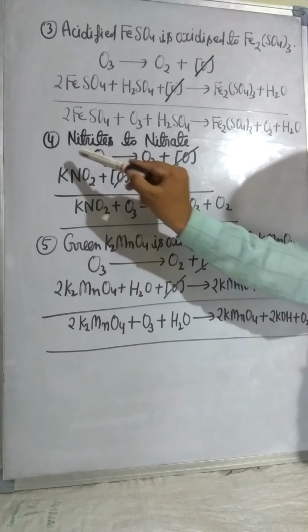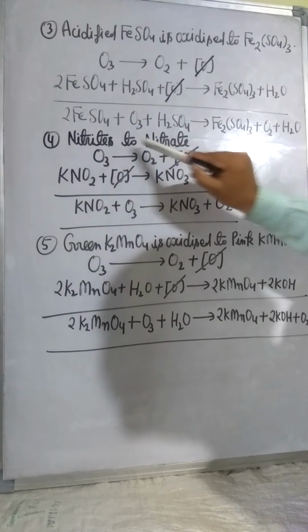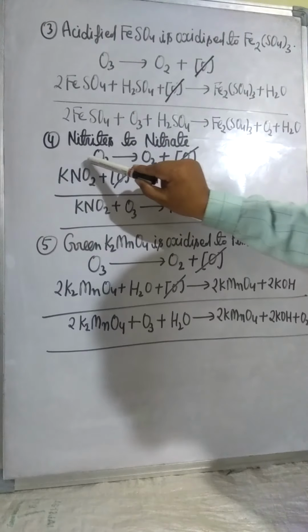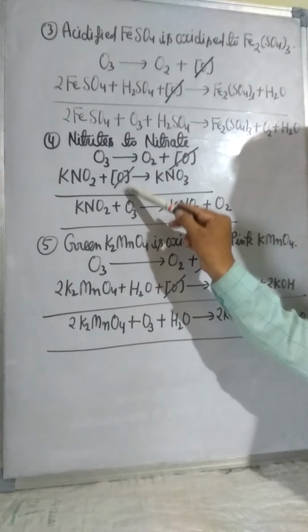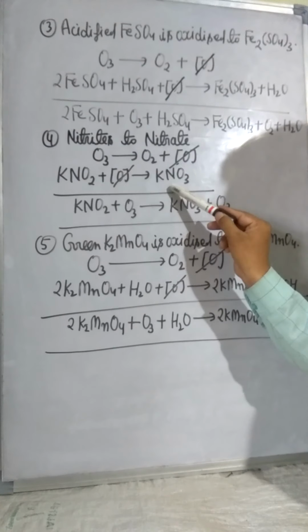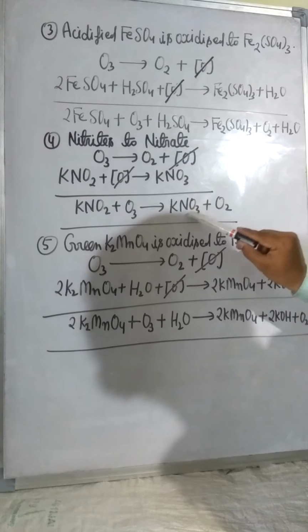Next, number 4. Ozone oxidizes nitrites to nitrates. First, ozone decomposes to give oxygen gas and nascent oxygen. Nascent oxygen reacts with nitrites to give nitrate. So we can say ozone oxidizes nitrites to nitrate.